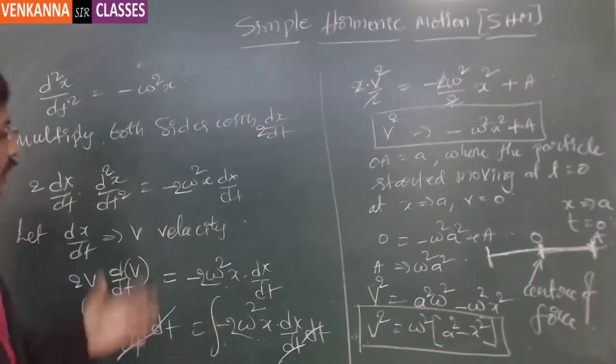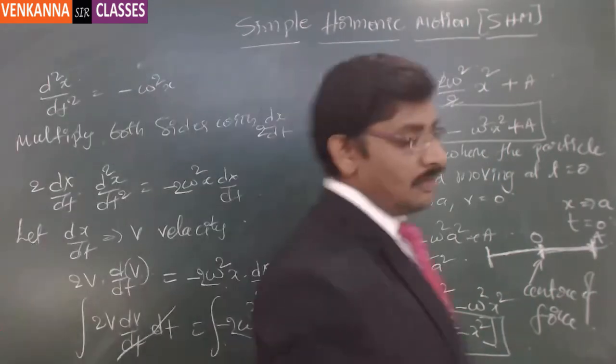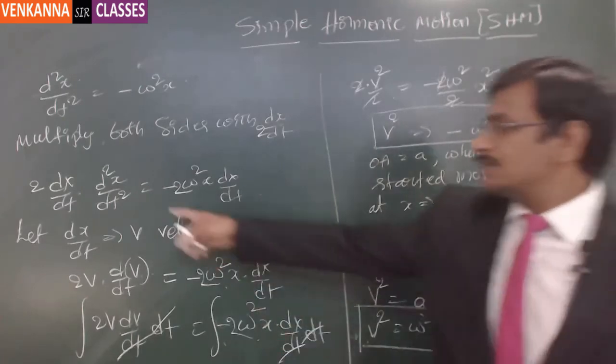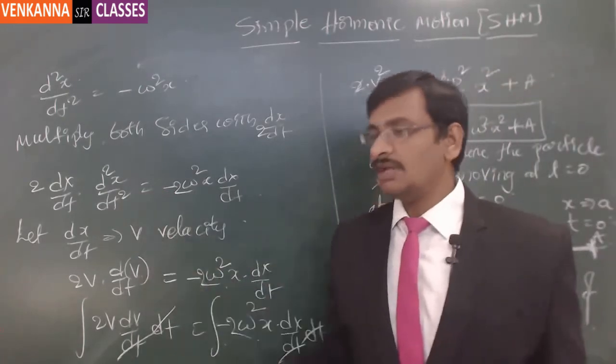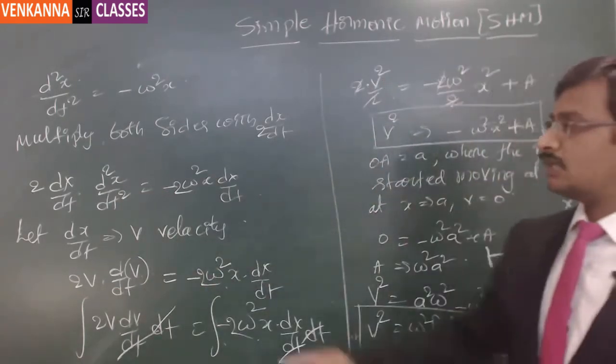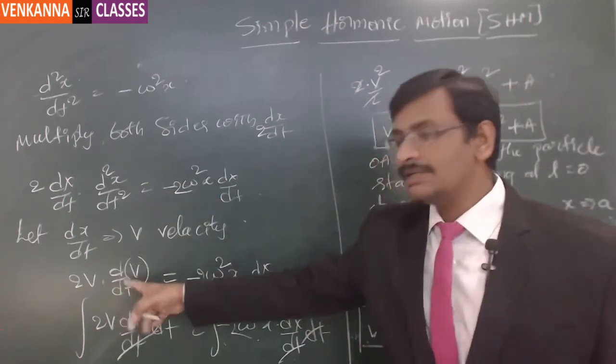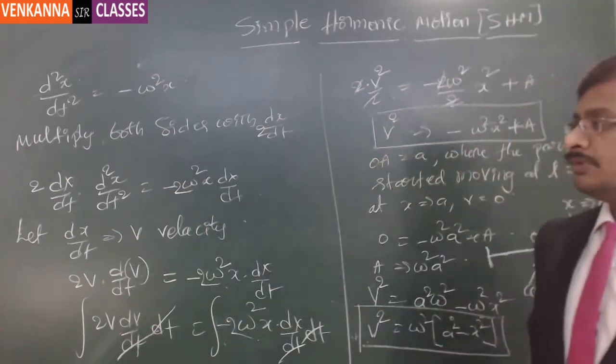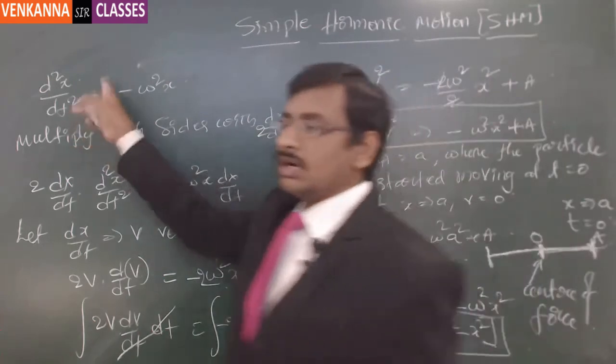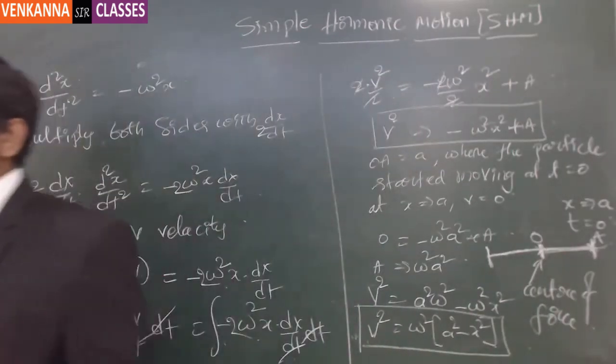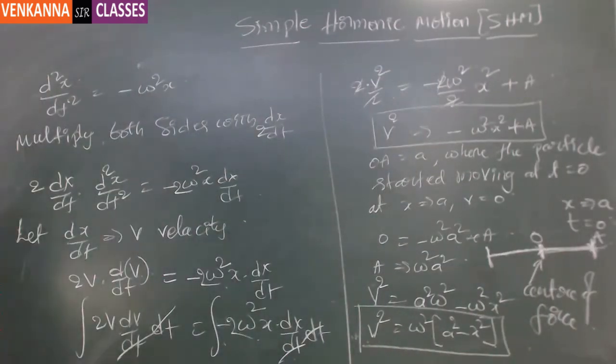This method we also call the Chorpitz method, because we are replacing dx by dt with a different variable called v, and there we tried solving as if it is a first order differential equation. So initially it was a second order differential equation, and we brought it into a first order differential equation by introducing dx by dt equals some variable. Got it? You can note down this.